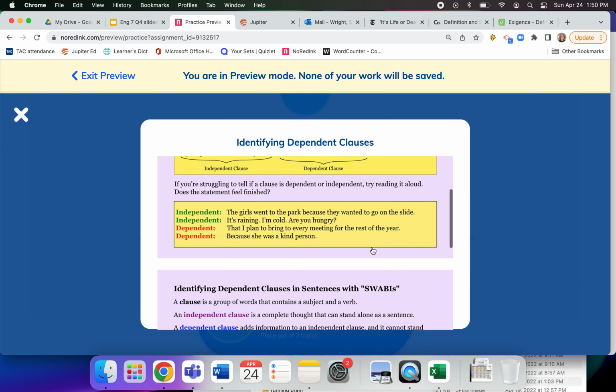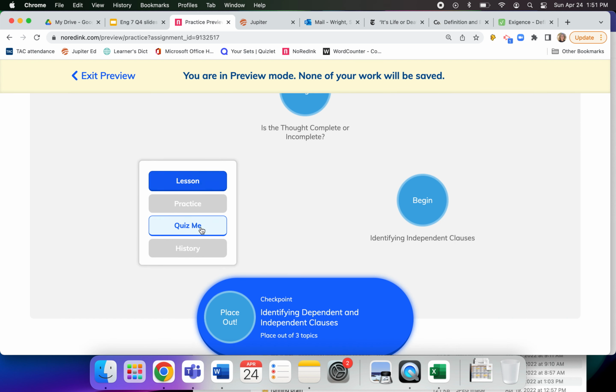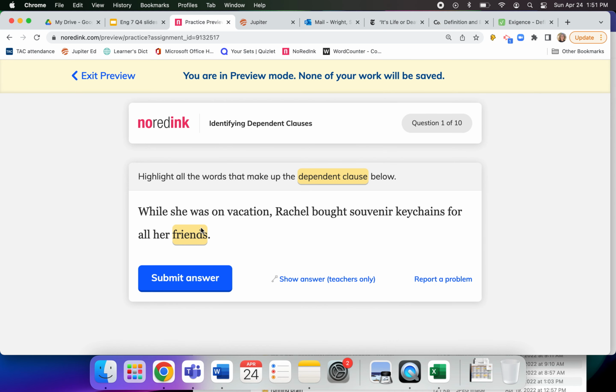So again, this is really building on and reviewing what we were working on with the SWABIs. So let's look at a few examples. Highlight all the words that make up the dependent clause below. So part of this is just building this understanding of what these things are called, so that maybe someday if you're working on a narrative, just for fun, you want to get it published, we could talk about that writing and say, okay, this dependent clause is standing alone. This isn't a complete sentence. You get the idea. All right.